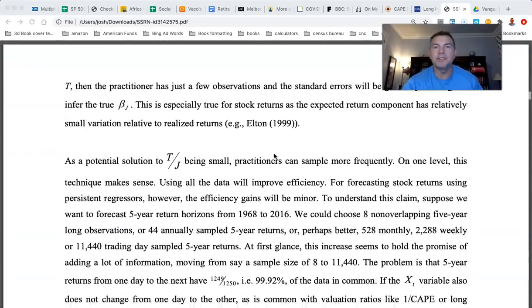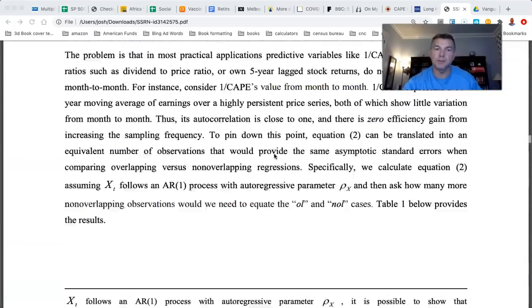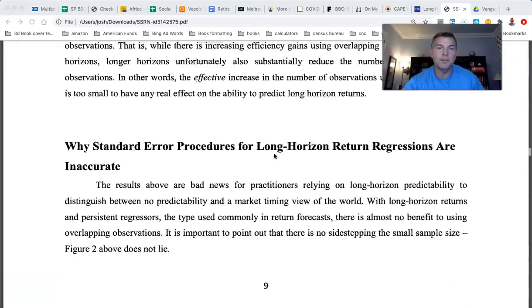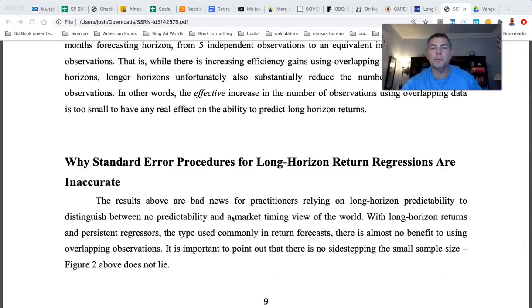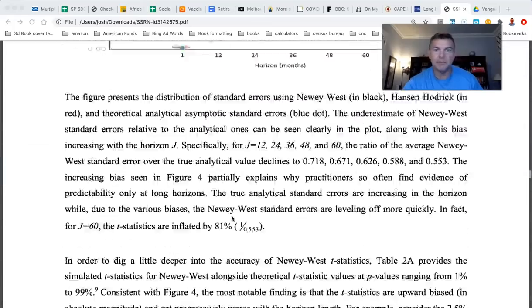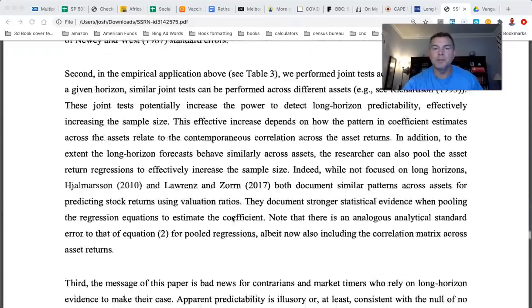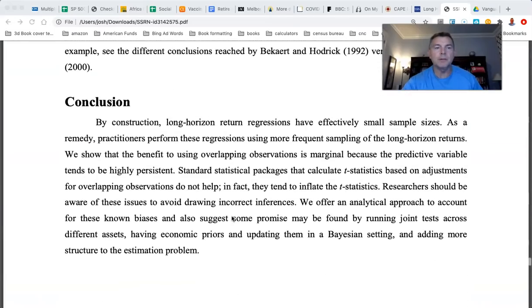You can have all this stuff. You still cannot get over the fact you have a small sample size. So we'll just go down to the conclusion here because there's lots of good stuff, and I'll put it in the show notes. The paper is titled Why Standard Error Procedures for Long-Term Return Regressions Are Inaccurate. I'm not going to read that because I've already taken 19 minutes up here, but I'm going to just read you the conclusion.